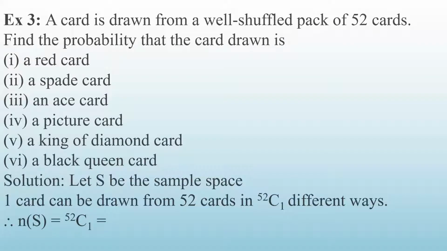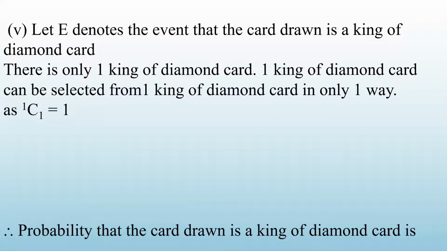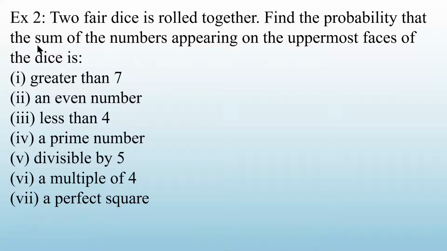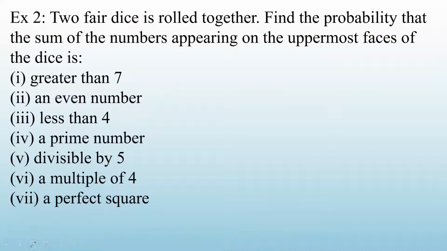This card problem we have done yesterday. This one, okay, look at the question. Two fair dice are rolled together. Find the probability that the sum of the numbers appearing on the uppermost faces of the dice is greater than 7, an even number less than 7, a prime number, divisible by 5, a multiple of 4, and a perfect square number.